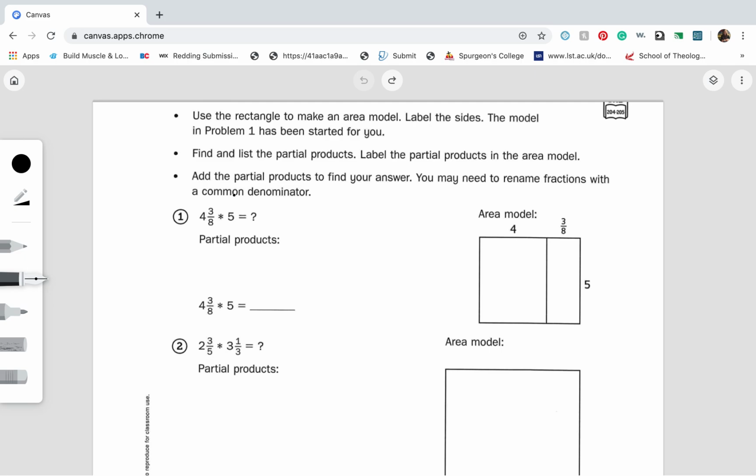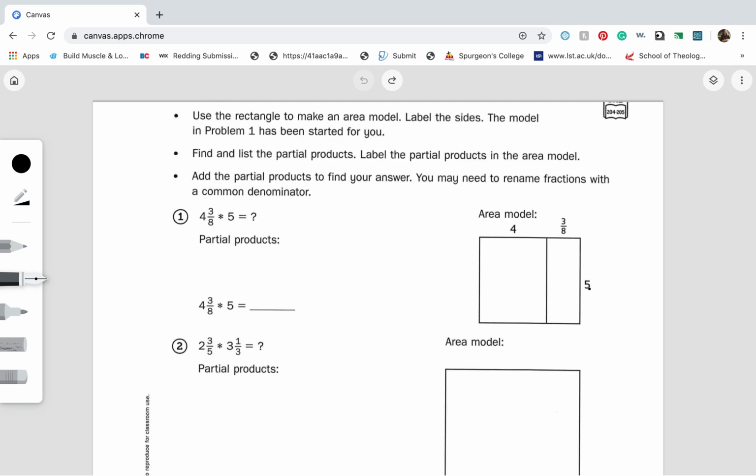So just like how when we separated our numbers into the place values, if we have a mixed number, we're going to separate the whole number and the fraction. So if we look at our area model here, we have the 4 separated and the 3/8 separated, and you draw this line to show that you're separating them into 2 separate numbers, and this is where the answer to the partial products is going to be. So you're going to multiply the 5 times the 4 and the 3/8 times the 5.